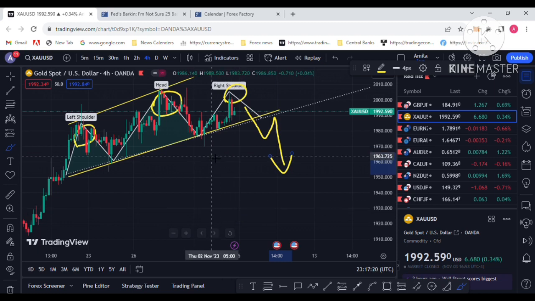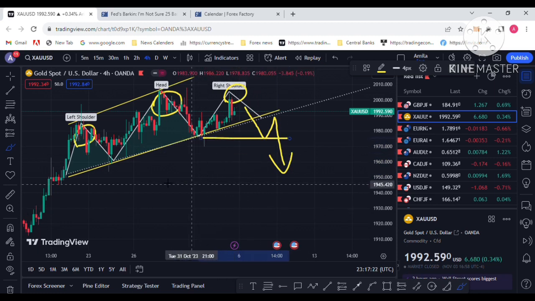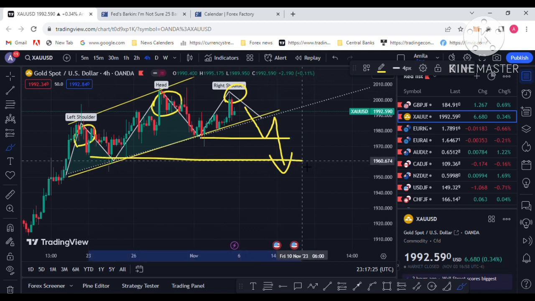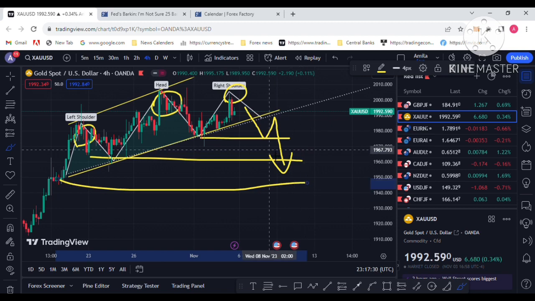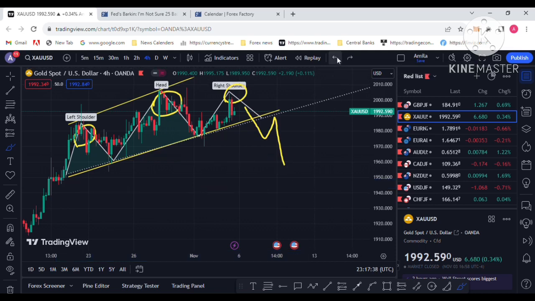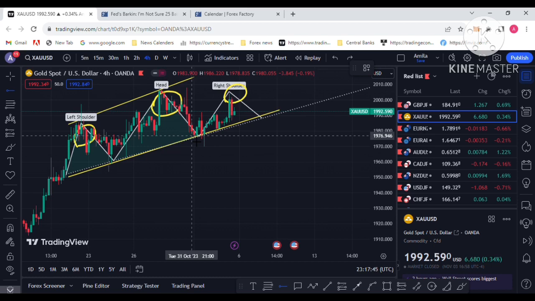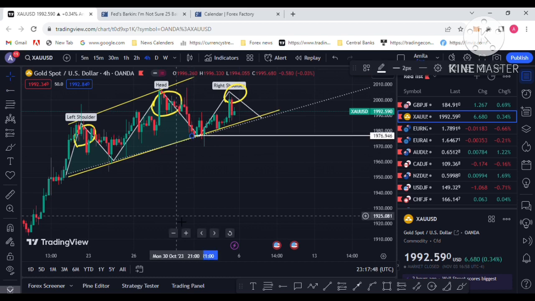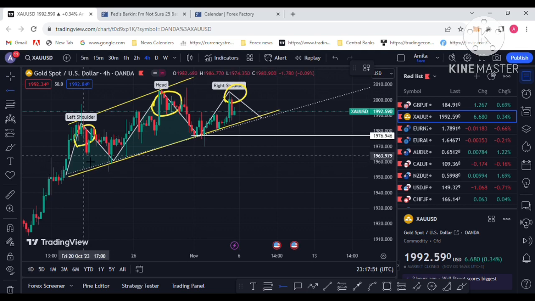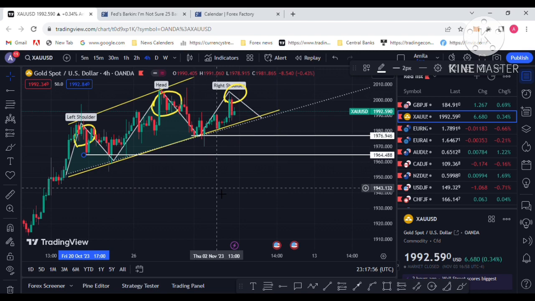1975 is my first target, and then 1965 is the second target next week. That is my technical picture. So wait for this liquidity to be collected on the downside next week. That is the technical pattern I am seeing. You can trade the sell opportunities with gold. My first target is 1975, and the next level target is 1965.